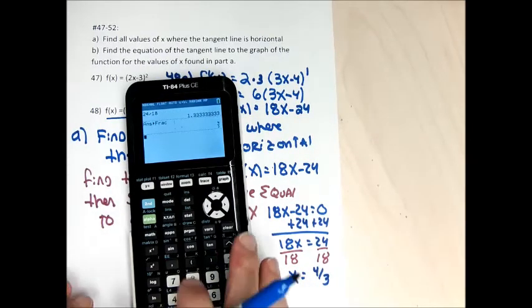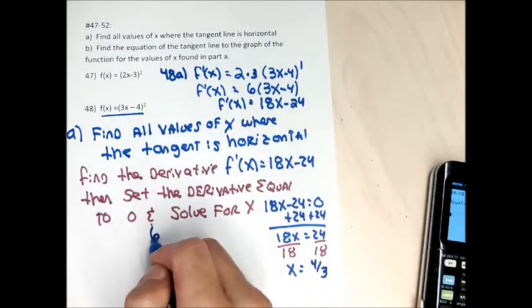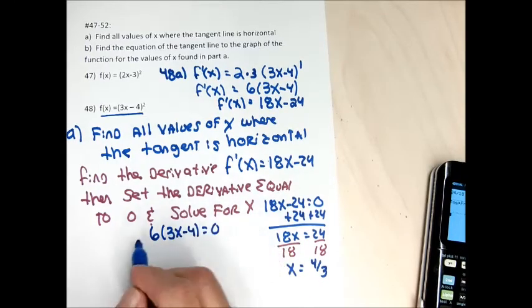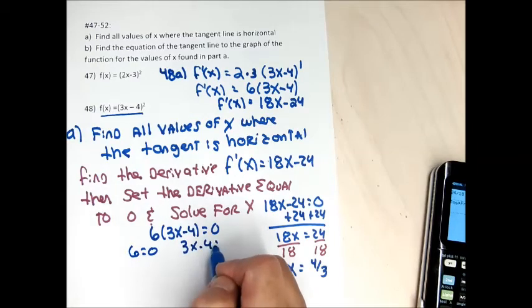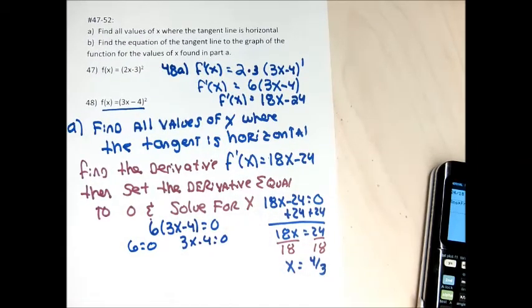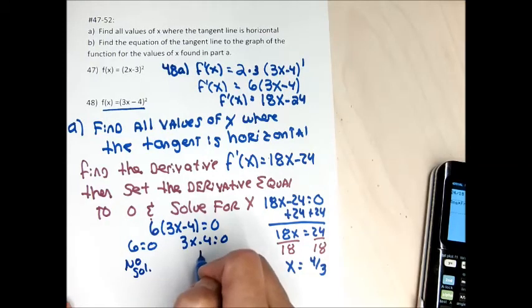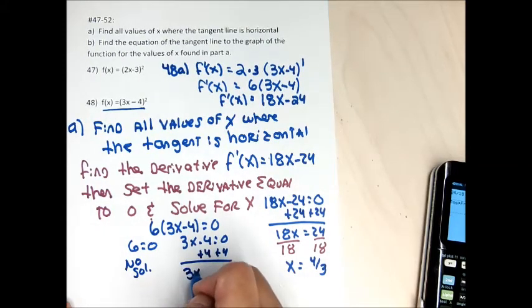What I could have done, I could have left it unfactored and just set the unfactored version equal to 0. Then I would have done 6 equal to 0 and 3x minus 4 equal to 0. So had I left it factored, I would probably split the factors and set them equal to 0. The first factor doesn't have a letter. It doesn't give a solution. The second factor, 3x minus 4, I would add 4 to both sides and then divide by 3.